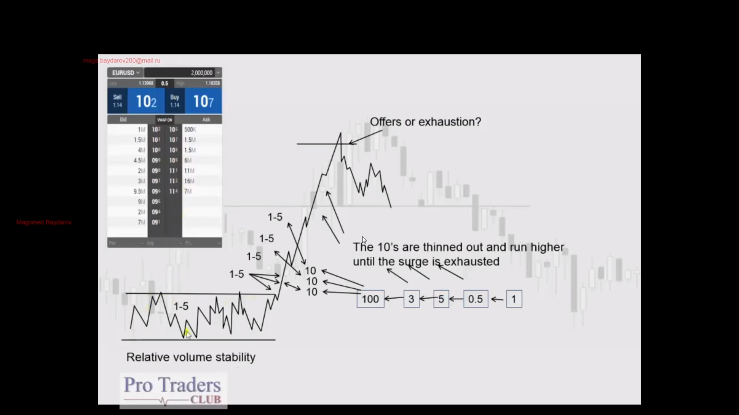So the market's in a relative volume stability. You'll have a certain amount of volume that's fairly stable coming in on both sides of the market. It's fairly easily matched, and the consolidation just goes on. This is not in consideration of what's going on elsewhere in the environment, which does need to be considered from a broader perspective when you're actually taking live trades.